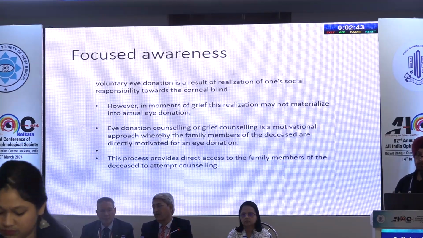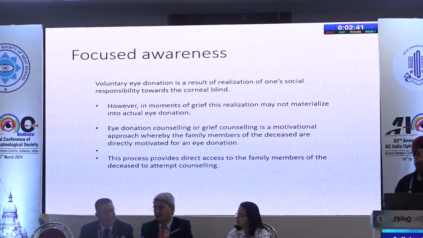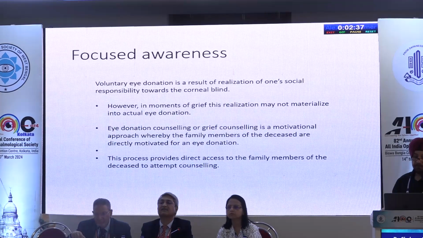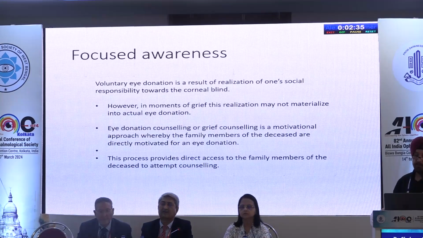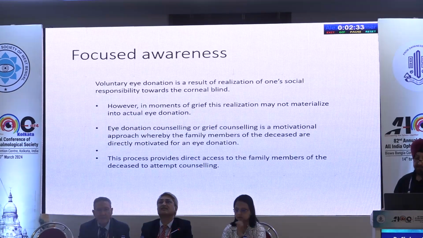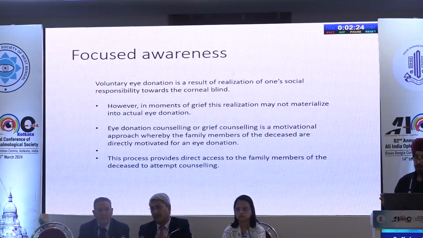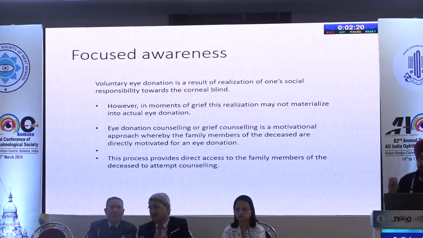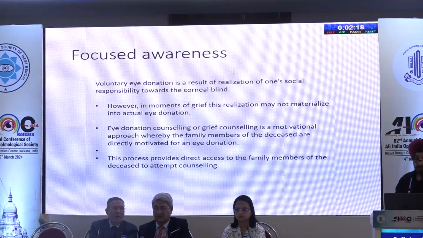For focused awareness, we have to come up with institutional programs. Voluntary eye donation is a result of a realization of one's social responsibility toward the corneal blind. However, in moments of grief, this realization may not materialize into actual eye donation because the family may not be attended to, or may not be receptive at this time. So the hospital-based program has to be configured exactly as per the need of the donors.